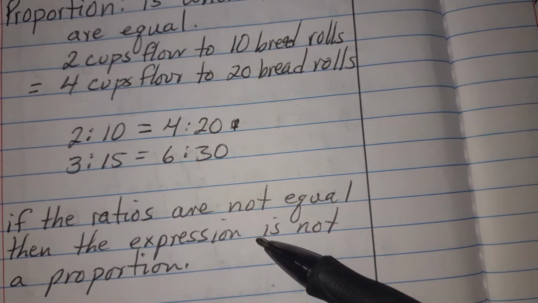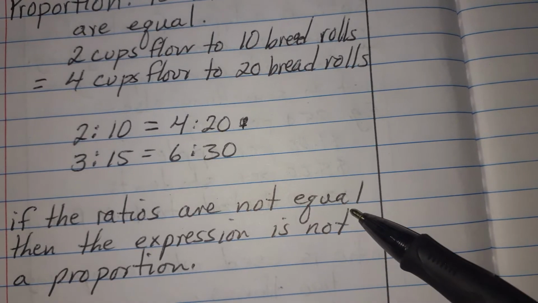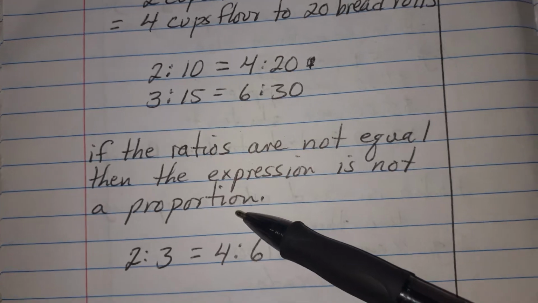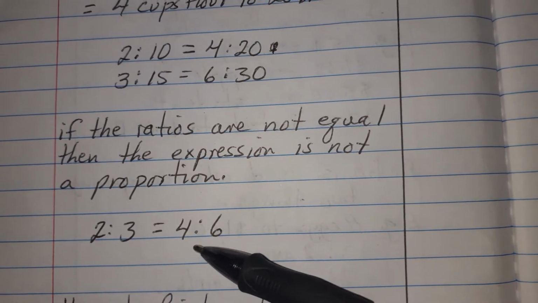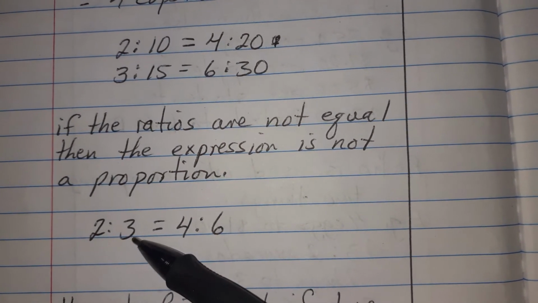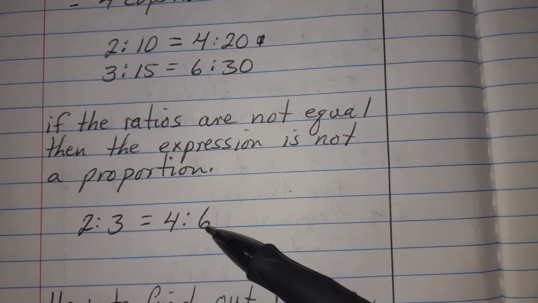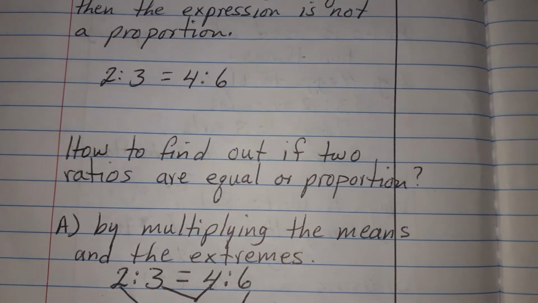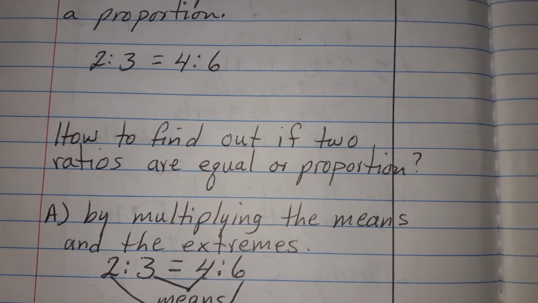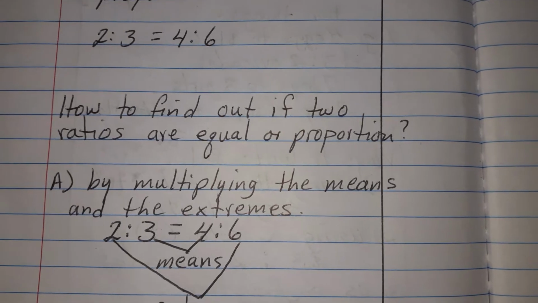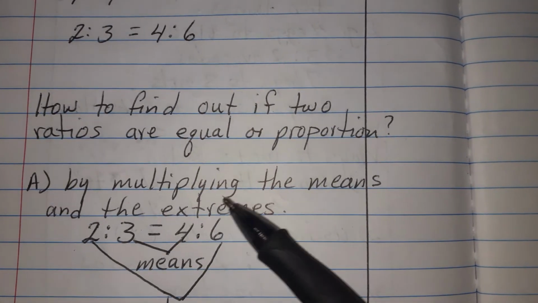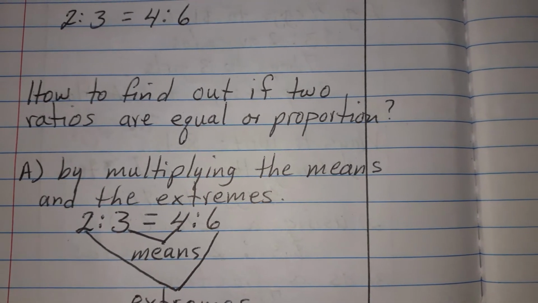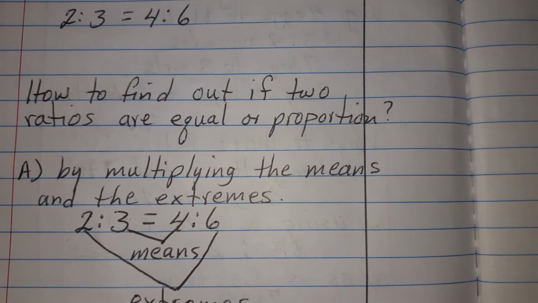Now, if the ratios are not equal, then the expression is not a proportion. Okay? So, let's say, for example, we have 2 to 3 is equal to 4 to 6. How do we find out if 2 ratios are equal or proportion? First of all, we can find out by multiplying the means and the extremes. But what do we mean by means and the extremes?